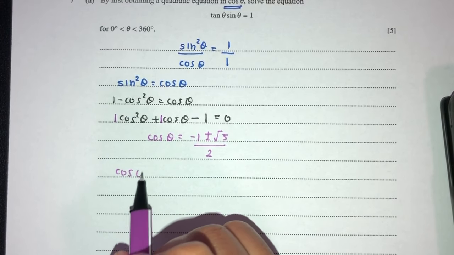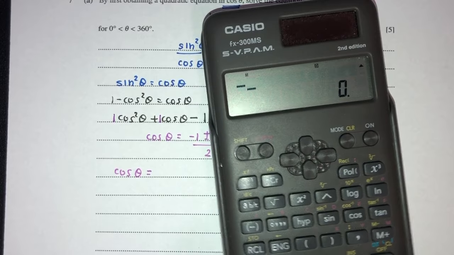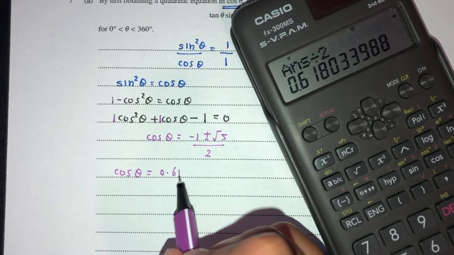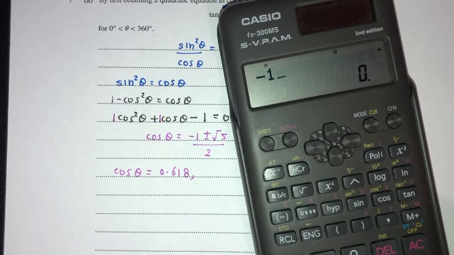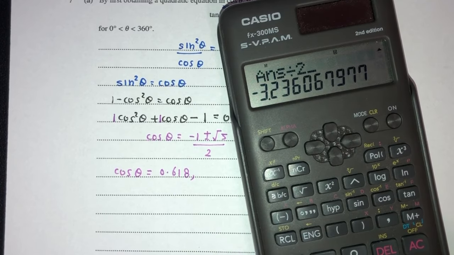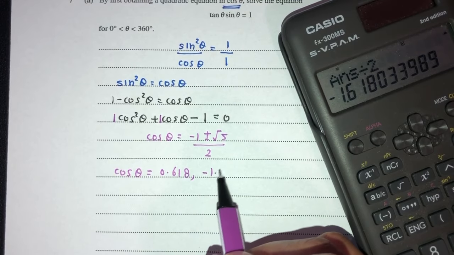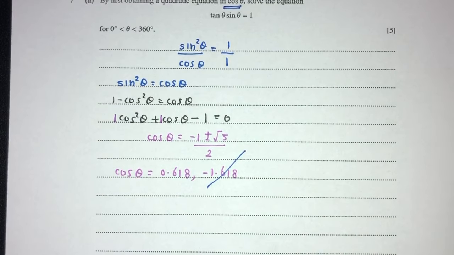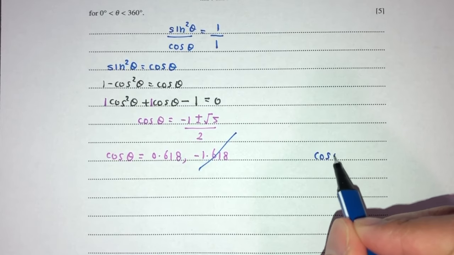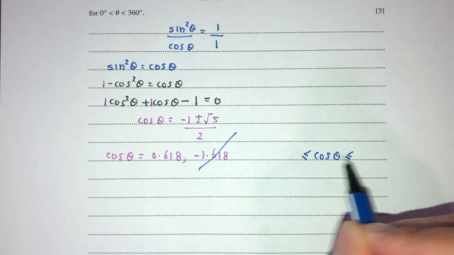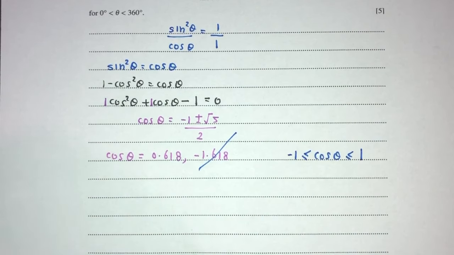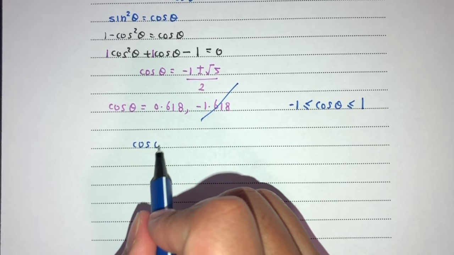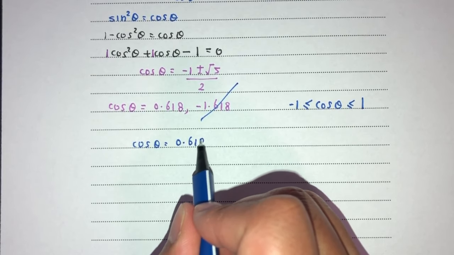So cos of theta could be two values. The first one is minus 1 plus root of 5 divided by 2, which is 0.618. Otherwise, it could be minus 1 minus root of 5 divided by 2, that should be minus 1.618. But obviously, this is not going to be good, not because it's negative, but because we know cos of any angle, theta or whatever, has to be between the values of minus 1 and 1. This one is outside the range, so it will not be good. So we will have only cos of theta equal to 0.618 to solve.